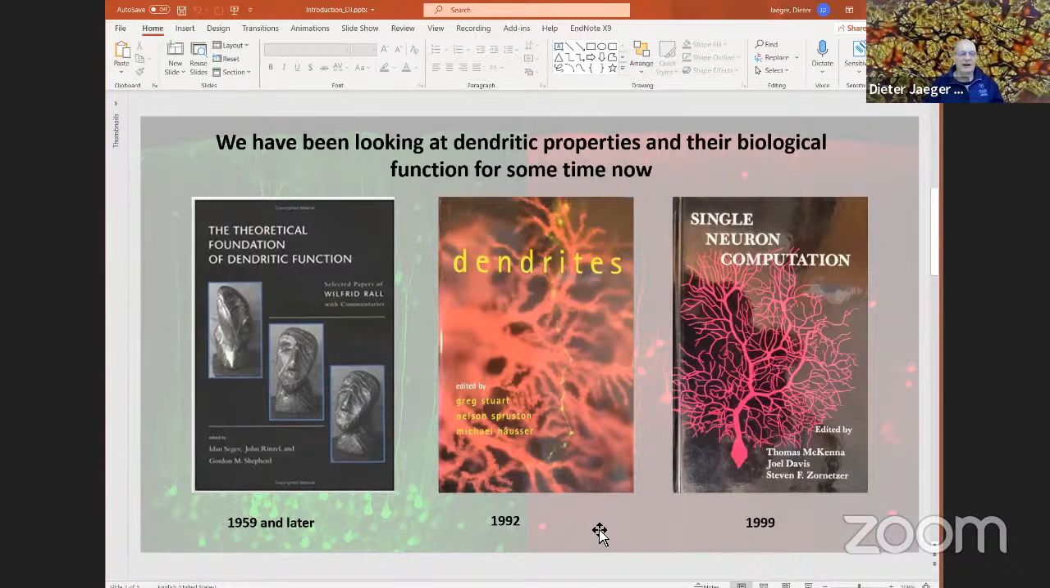Then for a few decades, work in physiology and modeling has shown a lot of very interesting active properties of dendrites, things like dendritic spikes or plateau potentials. That culminated already in 1992 in a book, which is still interesting to read, called Dendrites. And then, of course, we also want to know, what can you do with these active properties? Are these dendritic nonlinearities functionally important? Models and theories have been formed about that for several decades. For instance, we have a book called Single Neuron Computation, which also features a lot of dendritic properties.